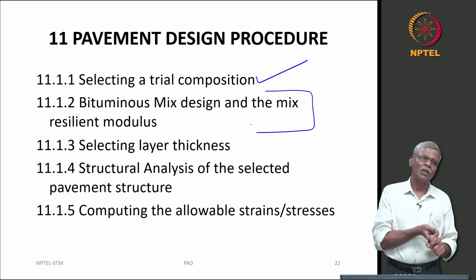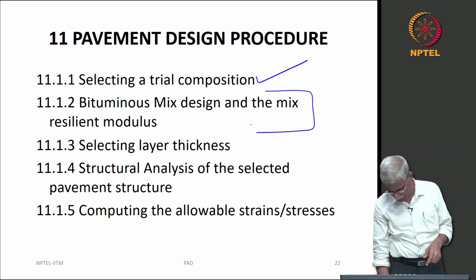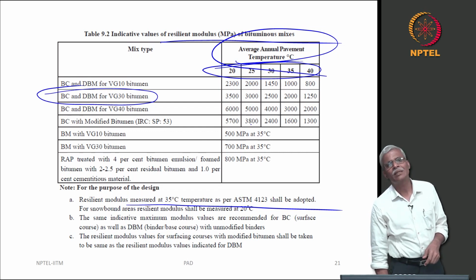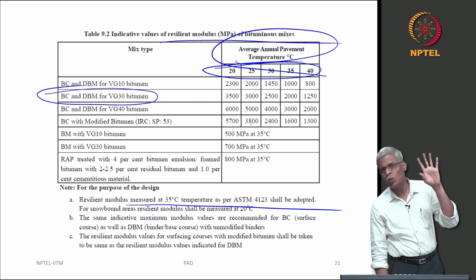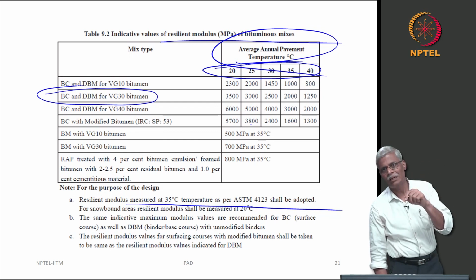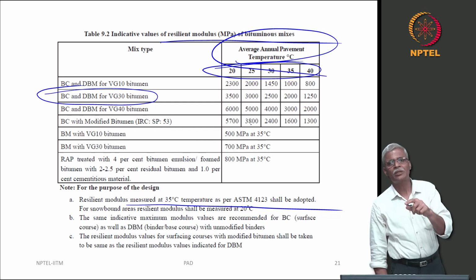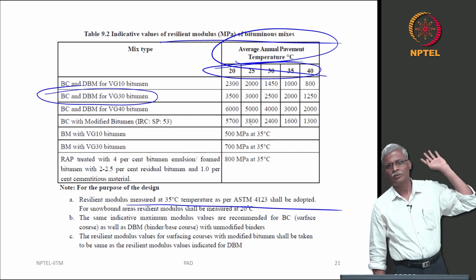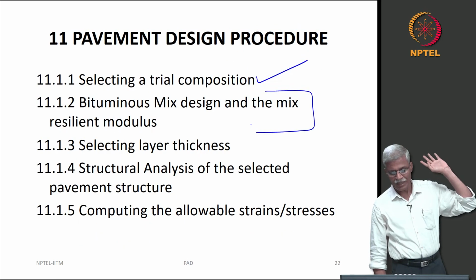So that means you might pick a 3000 MPa VG40 bitumen at 35 degrees centigrade, but it is no guarantee that the mix you have designed in the lab will have 3000 MPa. Okay. So you need to understand this very carefully.